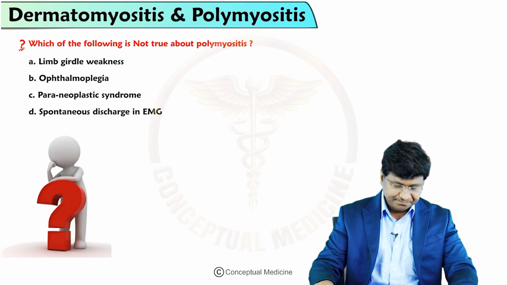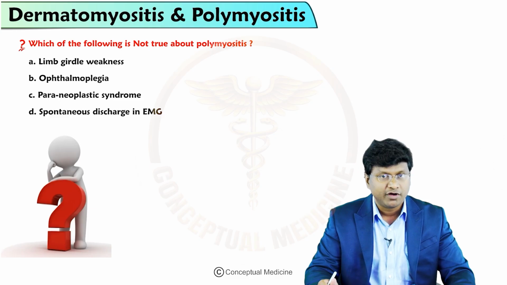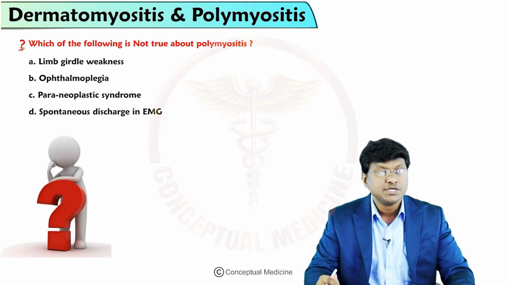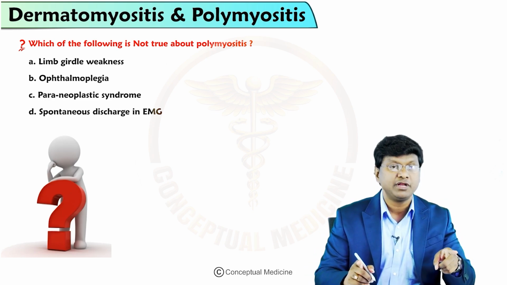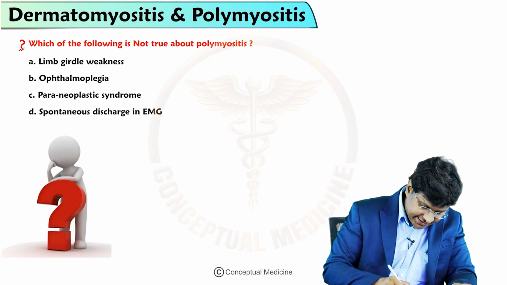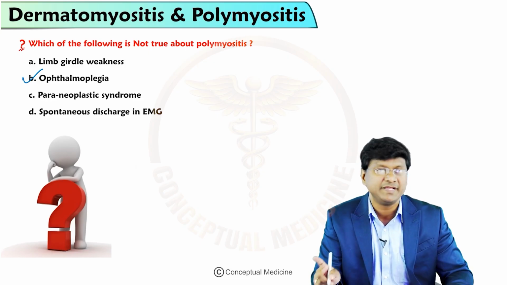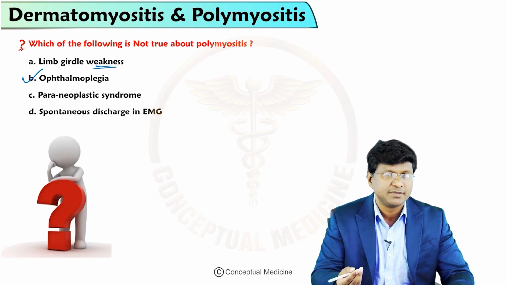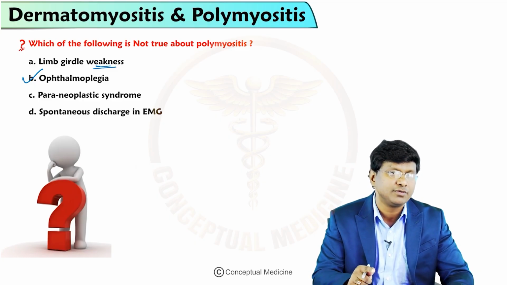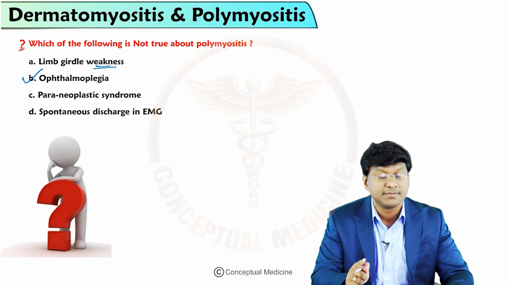So you see the question: which of the following is not true about polymyositis? Limb girdle weakness, ophthalmoplegia, paraneoplastic syndrome, spontaneous discharge in electromyography. Let me tell you, in both polymyositis and dermatomyositis, there is no ocular involvement. Ophthalmoplegia will not be there. In polymyositis there will be symmetrical proximal muscle weakness, mainly of the lower limb, followed by the shoulder girdle, that is upper limb muscle weakness. And ocular muscles are never involved in generalized polymyositis.